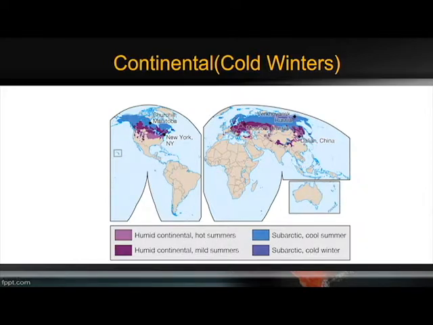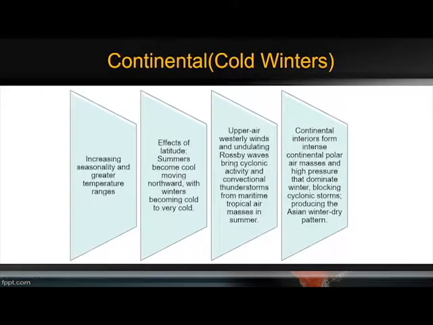So we start getting colder, that means latitude. Then we go from subarctic cool summer to subarctic cold winter. Let's see more details about this type of climate. So increasing seasonality and great temperature range.